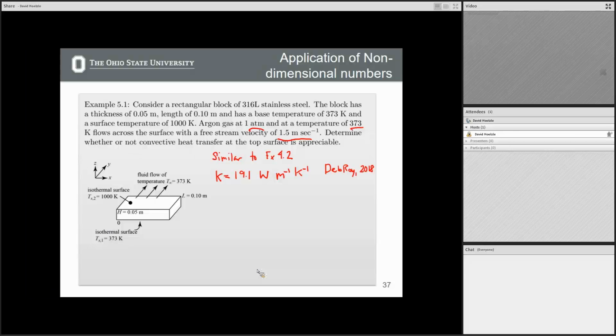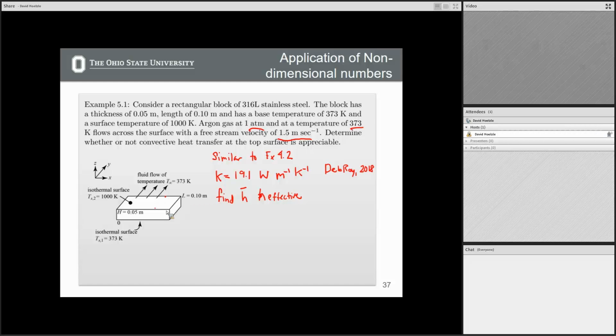The next, the tough thing to find, is h. In this case, it's actually h effective. And it's h effective because the convection coefficient is different at this leading edge than it is from here. So we often look at h effective, or average h.